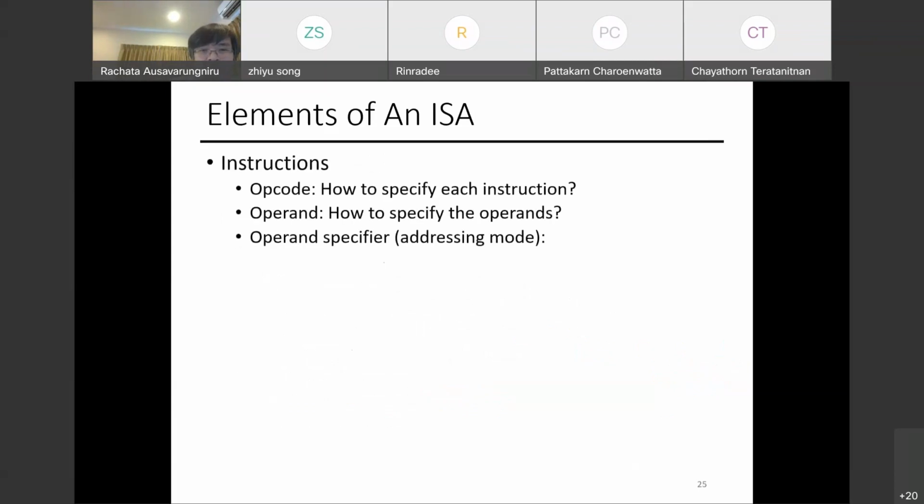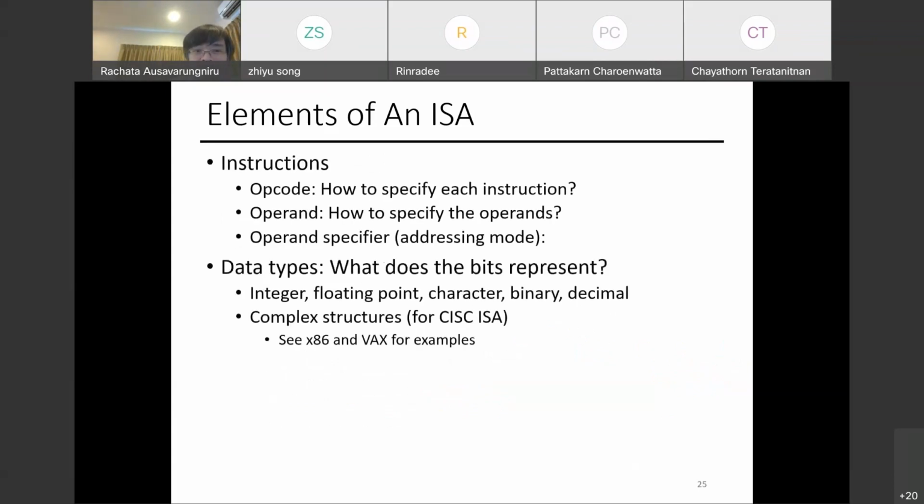What else? You have opcode operands, right? You can have things like a data type. What does the bit represent? Integer, floating point, character, binary, or decimal. You can actually specify that in the ISA. You also can have a complex structure like a vector or a data structure. It's possible. You can add that in the ISA. You can add things that if you want to store a linked list, here's the format, right? Now that you can design the ISA, you can actually add that.